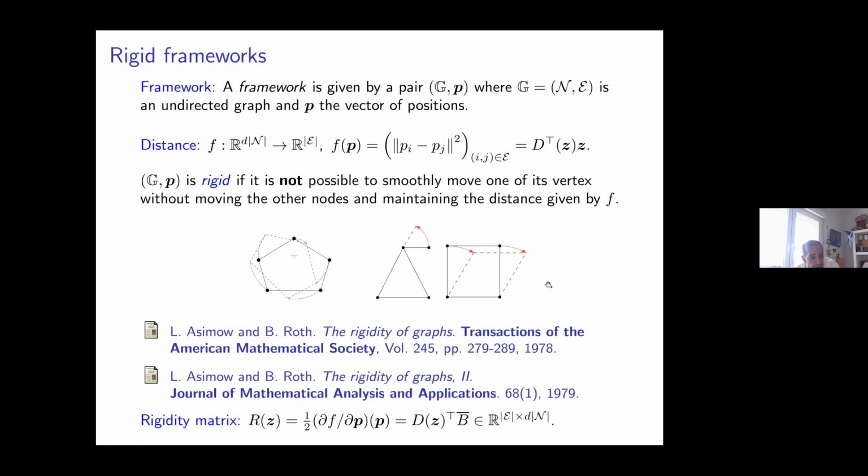And associated with a rigid graph, there is a rigidity matrix that is defined in terms of the distance function, or we can define it through this diagonal matrix of relative positions, and this B means the incidence matrix of the undirected graph. The bar means that the incidence matrix is extended with a Kronecker product to fit the right dimensions of the problem. And this property is very important for the stability analysis of the formation control problem.